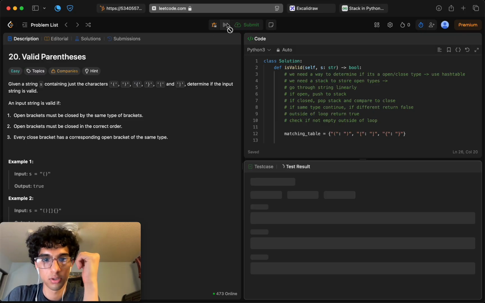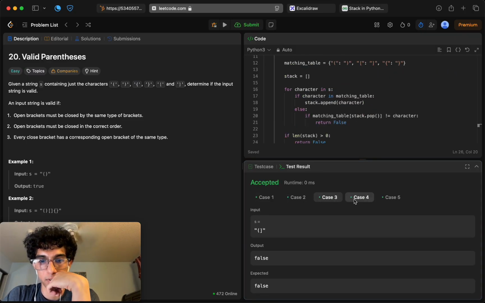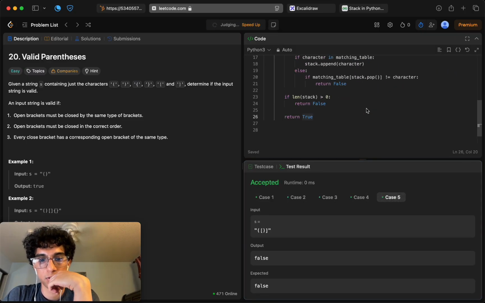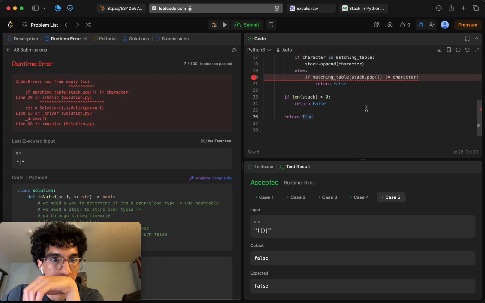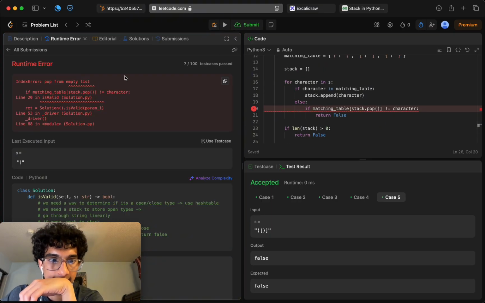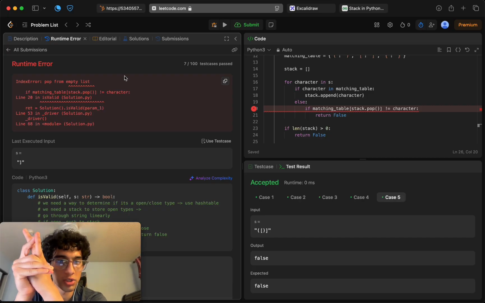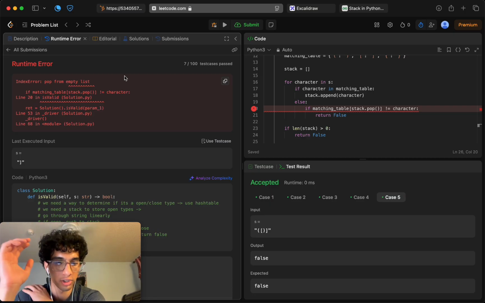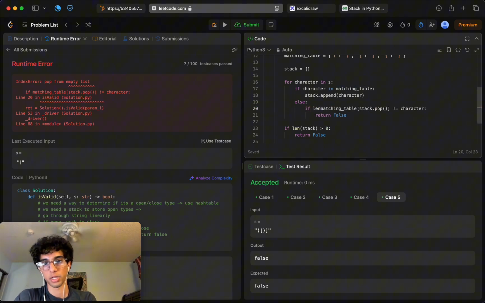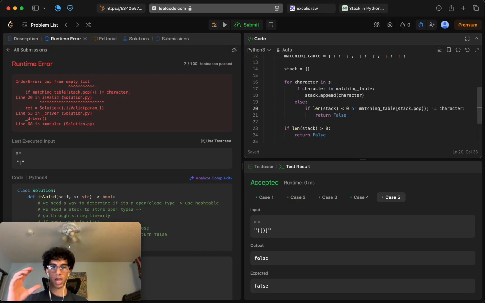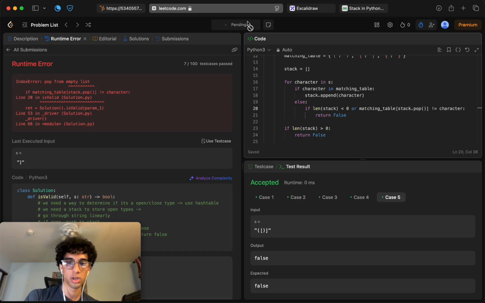Okay, let's check. Accepted. Show it. Bro, pop from empty list. Okay, so what's happening is, since it's a closing bracket and there's nothing in the stack, right? So we gotta also check if the stack is empty. If the stack is less than 0, or, right? Because if the stack's empty and there's something to check, there's a mismatch there.